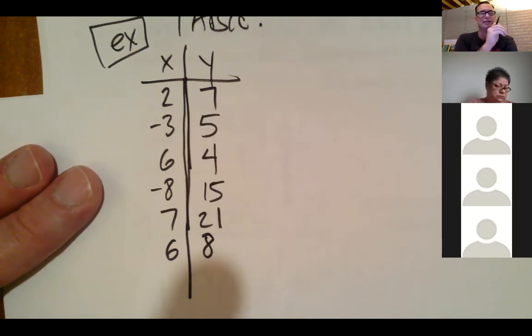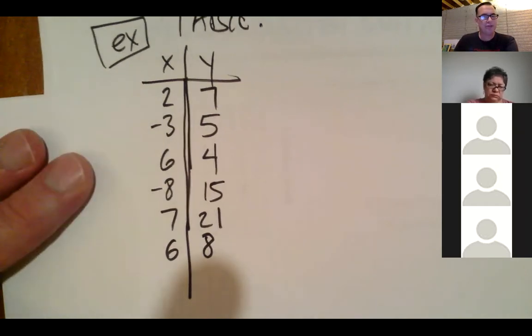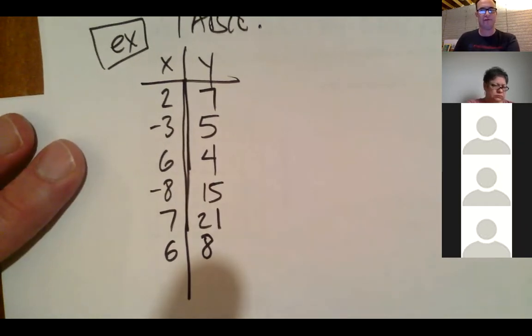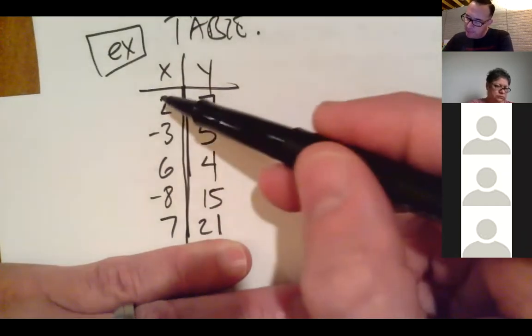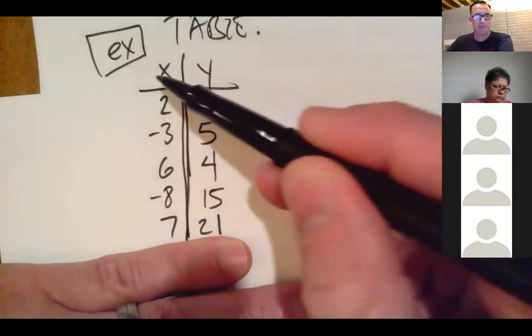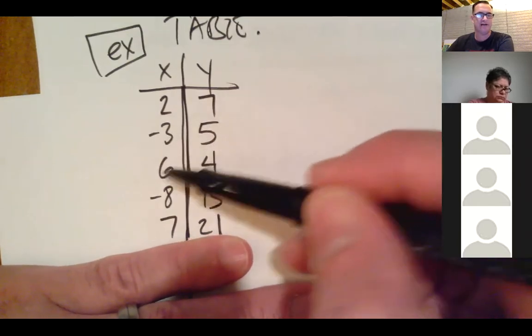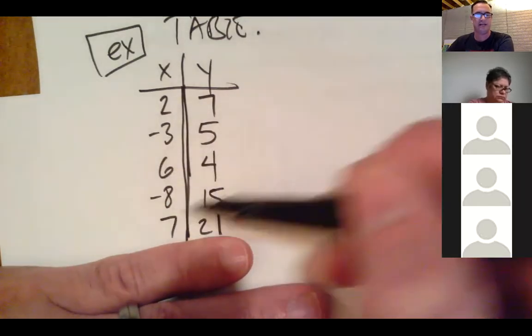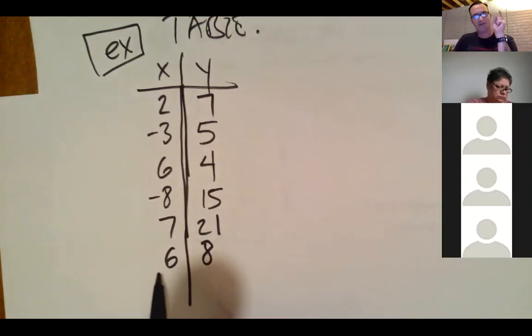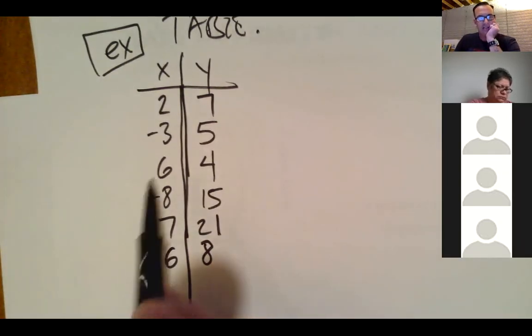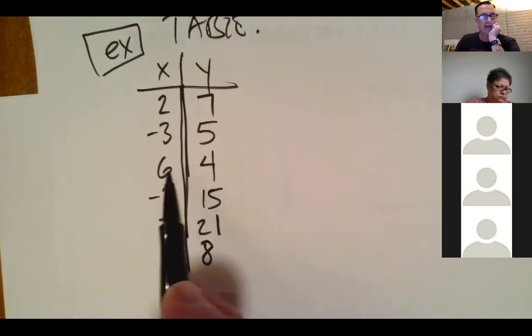In the case of something like this, what we're looking for are input values, our X values. Up until here, every input had exactly one output. 2 went to 7, -3 went to 5, 6 went to 4, -8 went to 15. As soon as I get to a repeated X value, I have to think about that for a second. 6 has to go to 4. That's what we had up here.